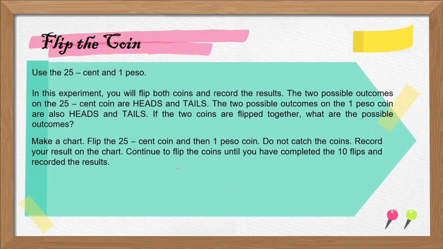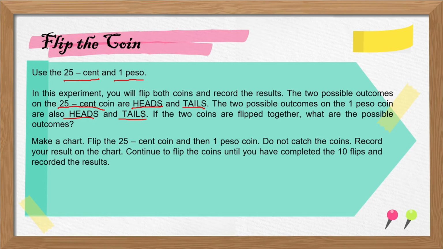Let us do an experiment. So we have to use a 25 cent and 1 peso coin. In this experiment, you will flip both coins and record the results. The two possible outcomes on a 25-cent coin are heads and tails. So kapag finlip mo yung 25 centavos na coin, ang chance lang na pwede lumabas ay isang heads or isang tails. So the two possible outcomes on the 1 peso coin are also heads and tails.